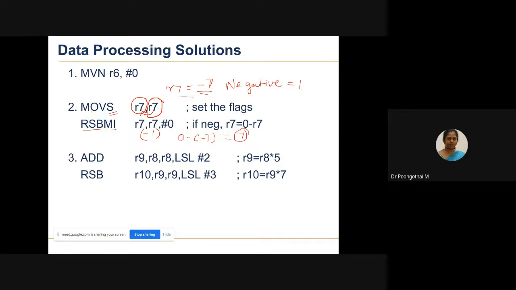So first you have to transfer the content into R7, that is the original value, and perform reverse subtraction with #0. You will get the absolute value by checking this minus conditional attribute. Is that clear? Yes or no? Yes, ma'am. Okay. So next you try out the third one.